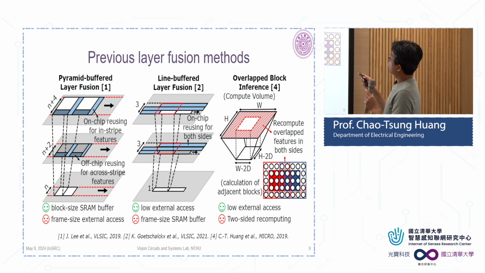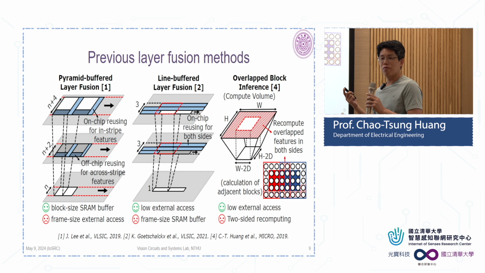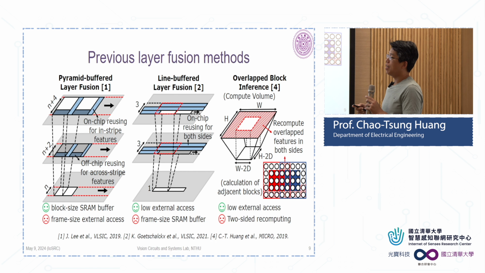And in this reference work, the authors say that maybe we can consider that we do not reuse these features. We can simply recompute them. We do not need to reuse them either in the SRAM or DRAM. We can just recompute them from scratch. Okay, so in this case, we can reduce the SRAM size and also the DRAM bandwidth, but we induce the recomputing overhead. So this is also not a very good solution.